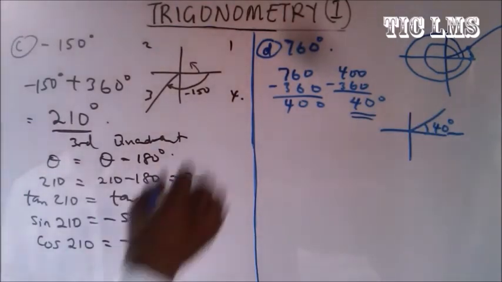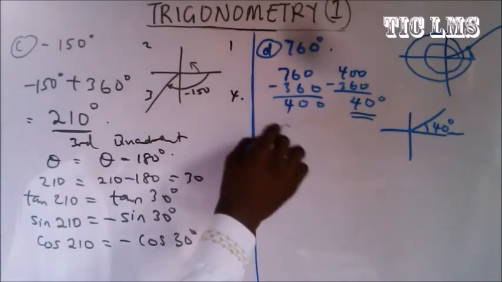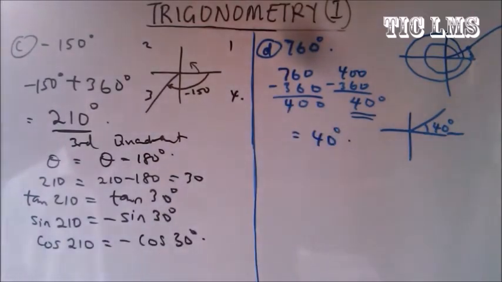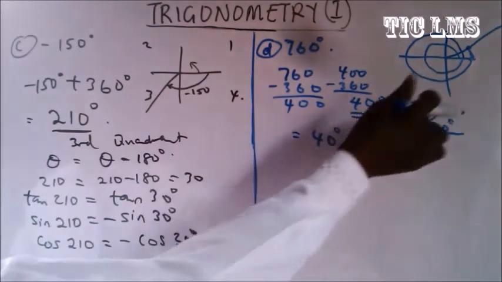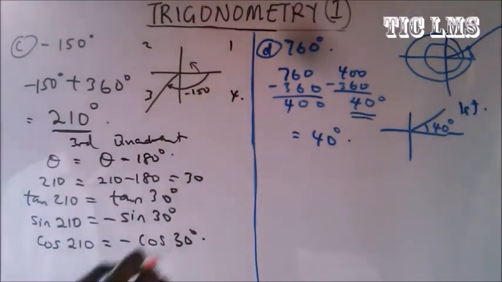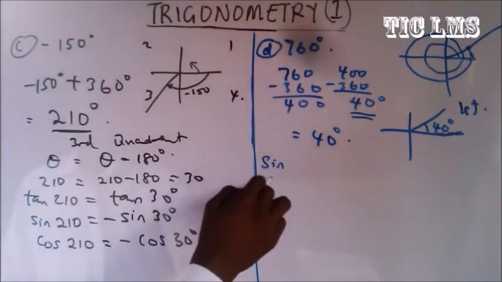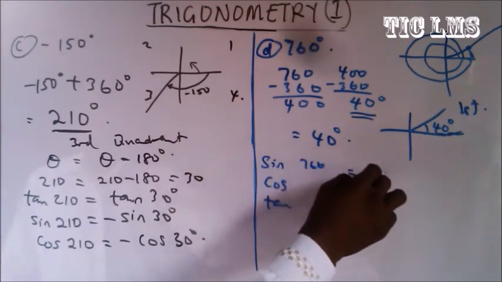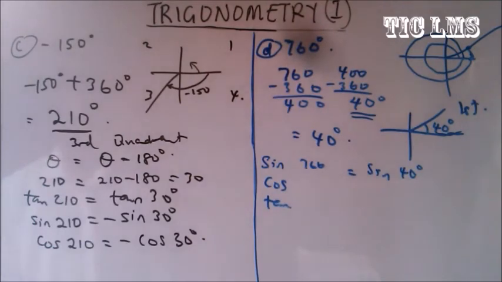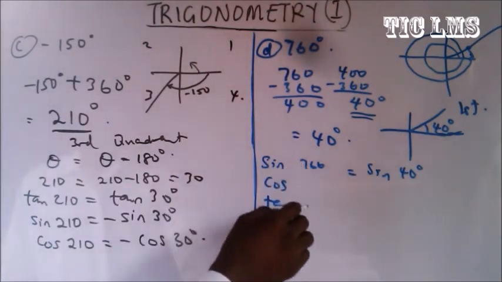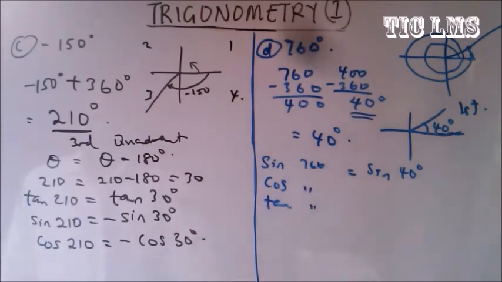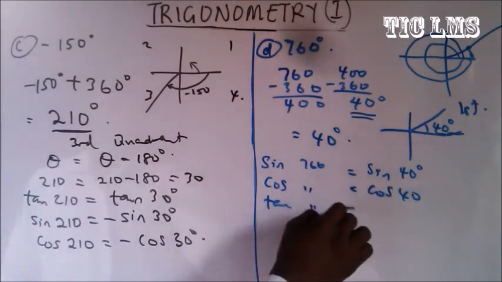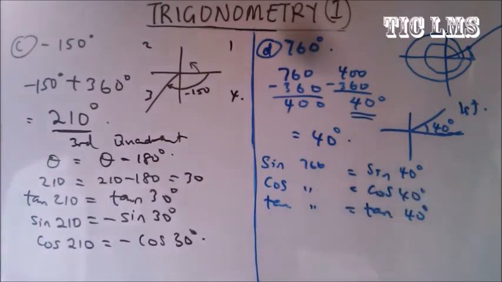With that, we can now say that its equivalent is 40 degree. Now there's no need to find its equivalent acute angle, since 40 degree falls in the first quadrant. So at this particular point, we will have it that sine 760 degree equal to sine 40 degree. That is what it means. Likewise, we could have cos 760, tan 760 and the likes. That's cos 40 degree, tan 40 degree and that.